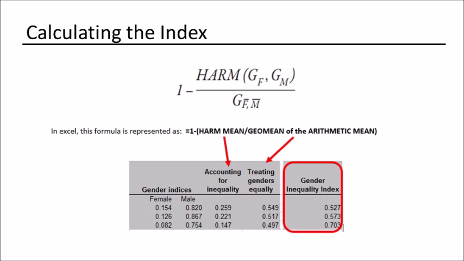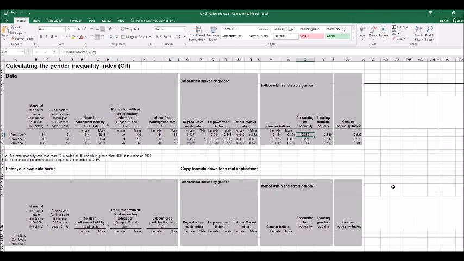Our last step is to calculate the final index by comparing the equally distributed gender index to the reference standard using the equation 1 minus the harmonic mean over the geometric mean of the arithmetic mean. Obtaining the final gender inequality index in Excel is really easy. So let's go over to the column labeled Gender Inequality Index over here and click on the first entry. Here we can see that we're taking 1 minus the first entry for accounting for inequality over our first entry for treating genders equally. And that's how we calculate the Gender Inequality Index according to the UNDP methodology.